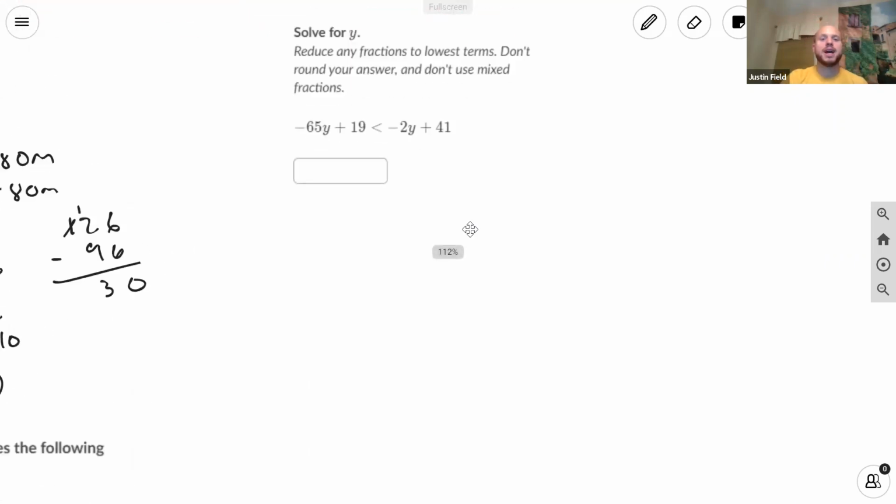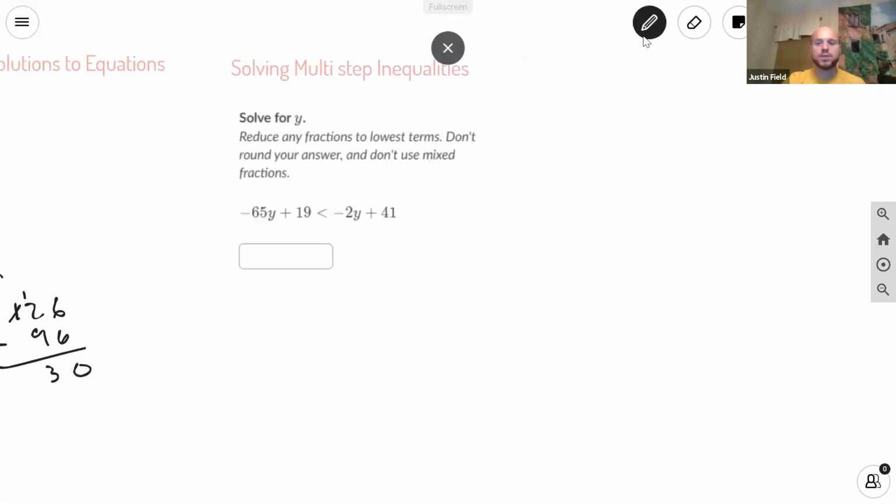All right, last one. Thank you for staying around for this last question here. Negative 65y plus 19 equals negative 2y plus 41. All right, so inequalities, we're going to pretend like they're equations, and then when we get to the end, we are going to graph them on a number line.